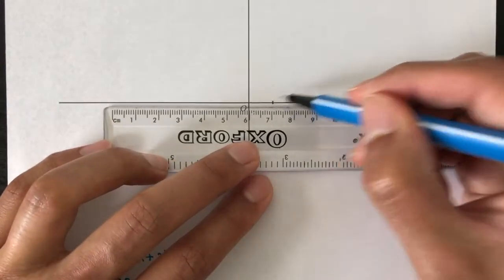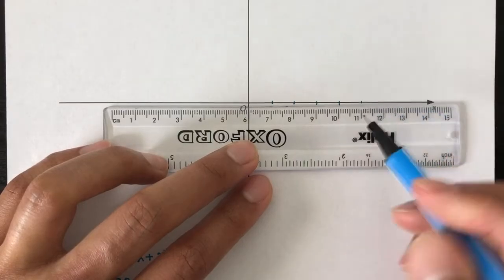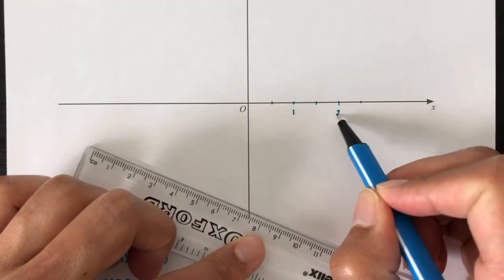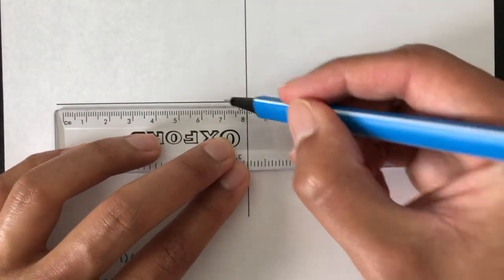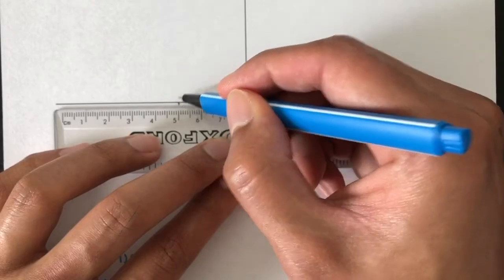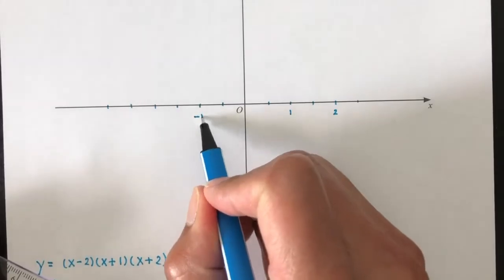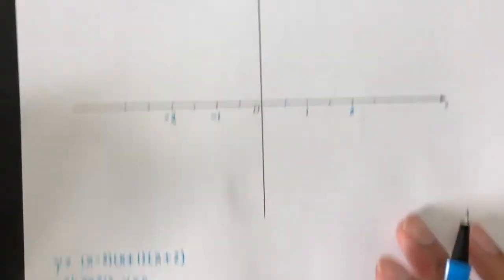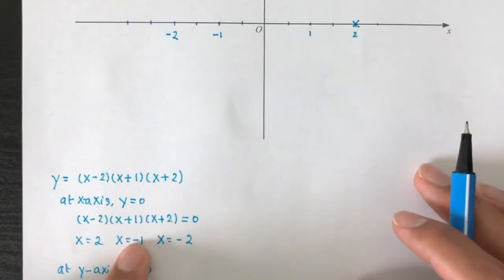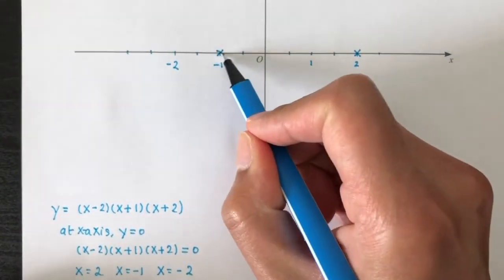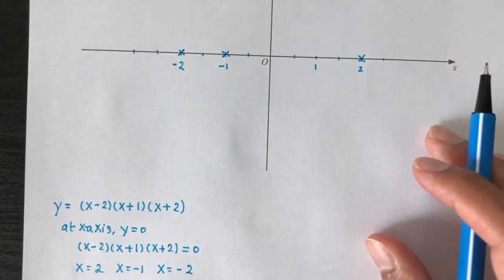Here we have 1, 2, 3, 4. So let's mark this as 1 and 2, and the same thing on this side, minus 1 and minus 2. So the first point we have is 2, which is this one. And we have minus 1, this one, and minus 2 for this one. That will be on the x-axis.